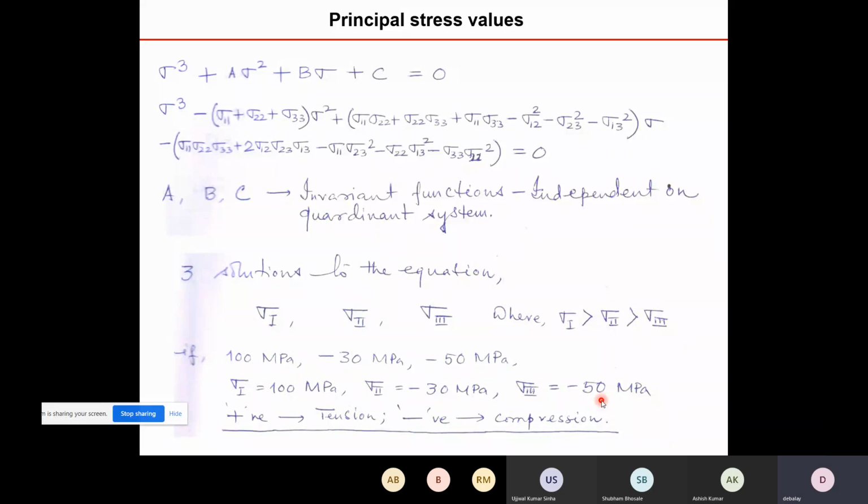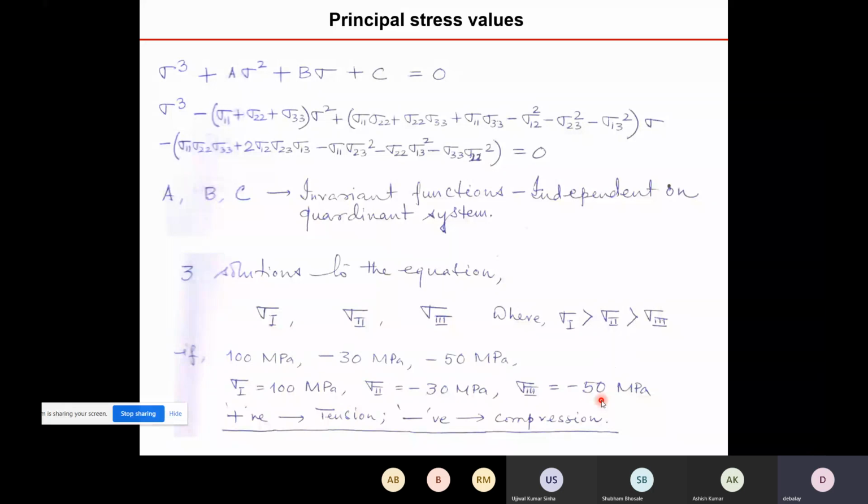Biaxial, right? We call it balanced biaxial because 100, 100 is equal. Balanced biaxial loading. 150, 0 is biaxial loading. 180, 50 is triaxial loading. 100, minus 30, minus 50 is also triaxial loading. So by these three values, you can basically understand how the principal stresses are acting on that particular body.